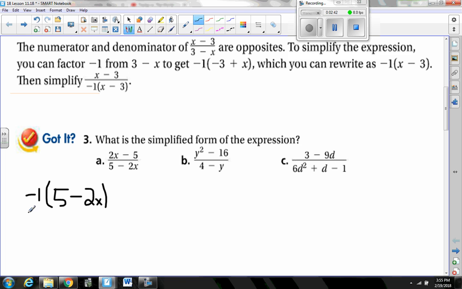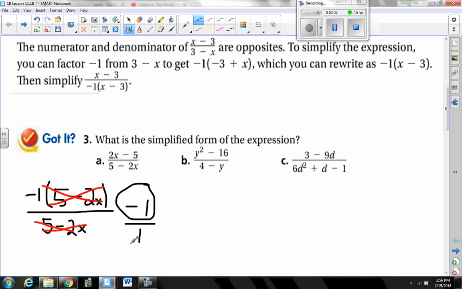And then the bottom of my fraction is still, of course, 5 minus 2x. And I'll cancel this with this piece. And what's left on the top? Just a negative 1. What's left on the bottom? Nothing. So I could put a 1, or I don't really need to. My final answer there is negative 1. All right, so that's letter A.